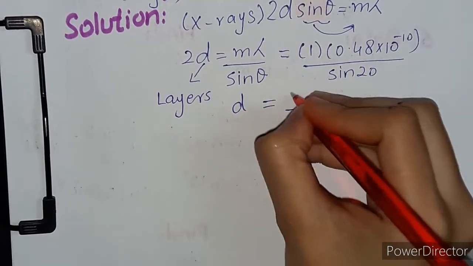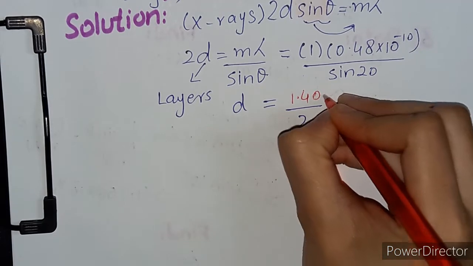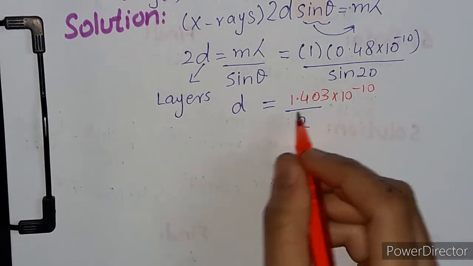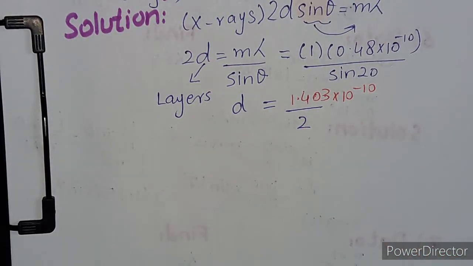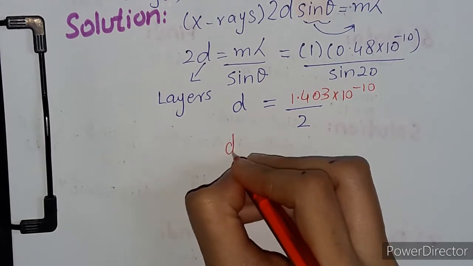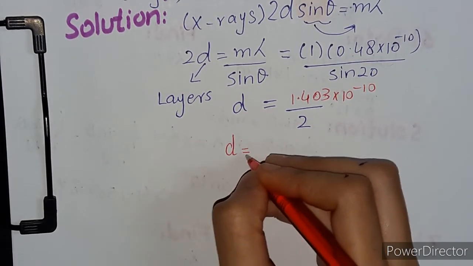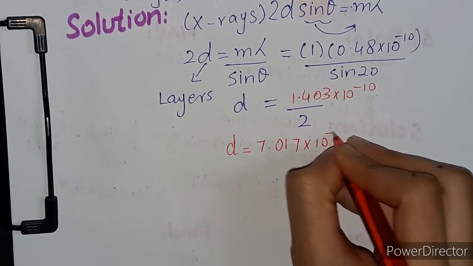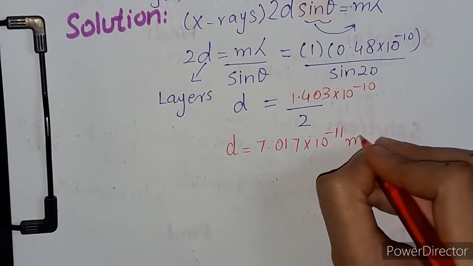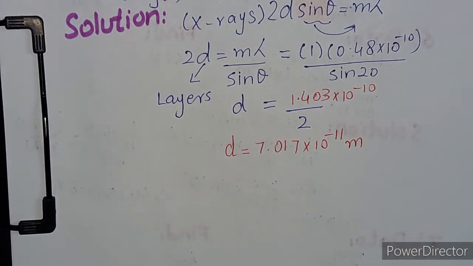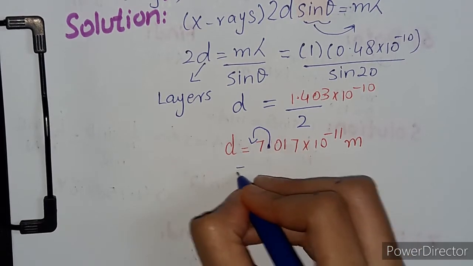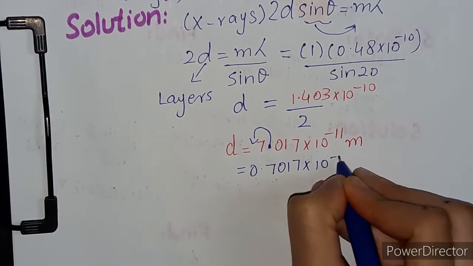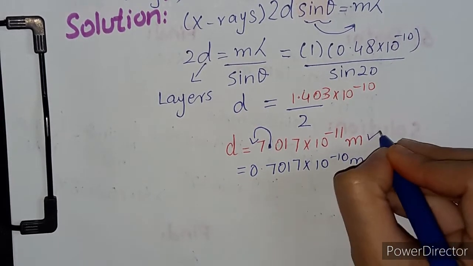Solving this, we get the answer 1.403 times 10 to the power minus 10. Now dividing it by 2, we will get the answer. D is equal to 7.017 times 10 to the power minus 11. You can write this answer as well, but in the book, we have shifted this point here, so 0.7017 times 10 to the power minus 10 meter. This answer is also correct.